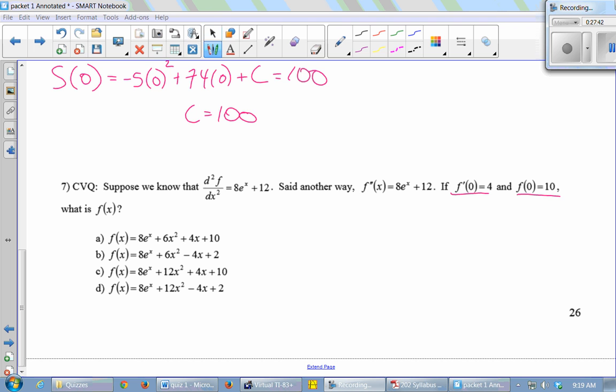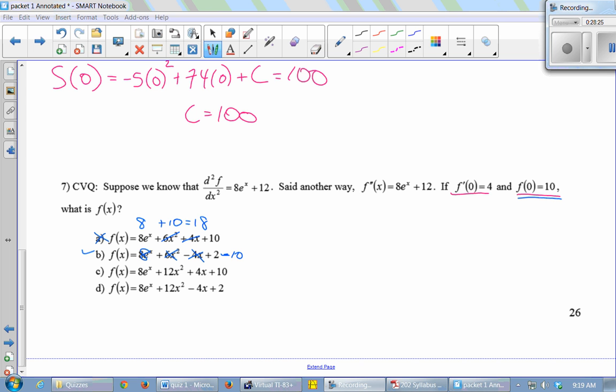So the easiest one to check quickly is f of 0, right? Just plug 0 into all of the functions and eliminate any that don't give you 10. So in A, if I plug in a 0, 8e to the 0 gives me 8. 6x squared and 4x both give me 0. Plus 10 is 18. So it's not A. Does that make sense? Okay. If I plug 0 into B, 8e to the 0 gives me 8. 6x squared and 4x give me 0. 8 plus 2 is 10. Okay, so B is a possibility because f of 0 is 10.